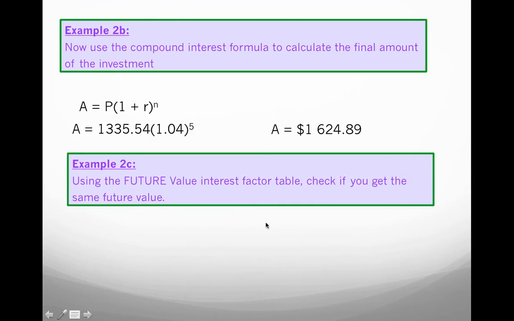Let's double check using the future value interest factor table with the regular payments. $300, and if we find in the future value interest table the factor for 5 years at 4%, it's 5.4163, and it gives us the exact same future value of $1,624.89.